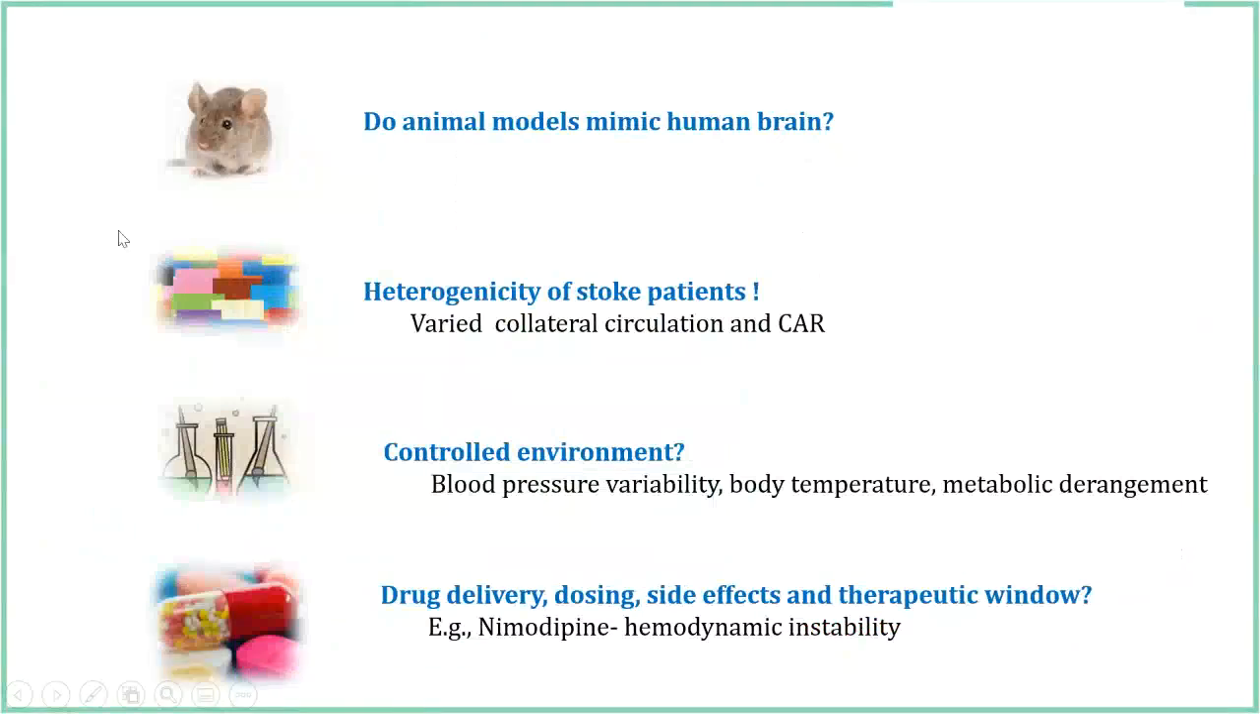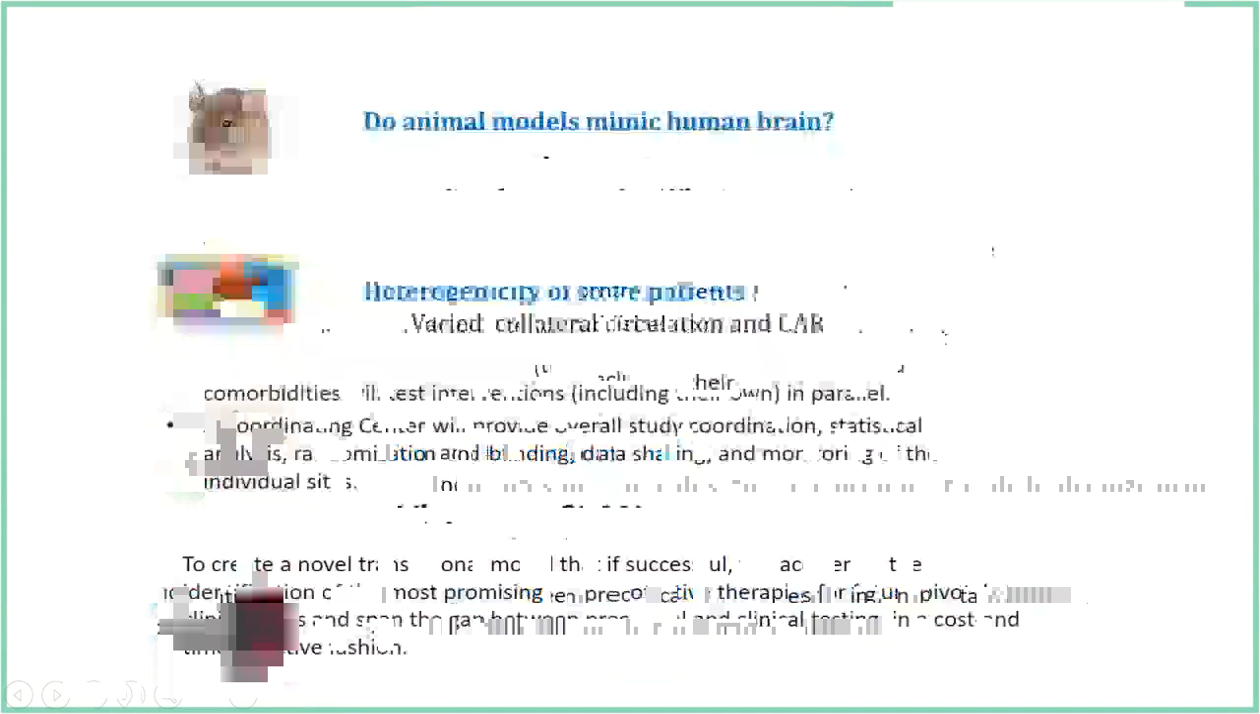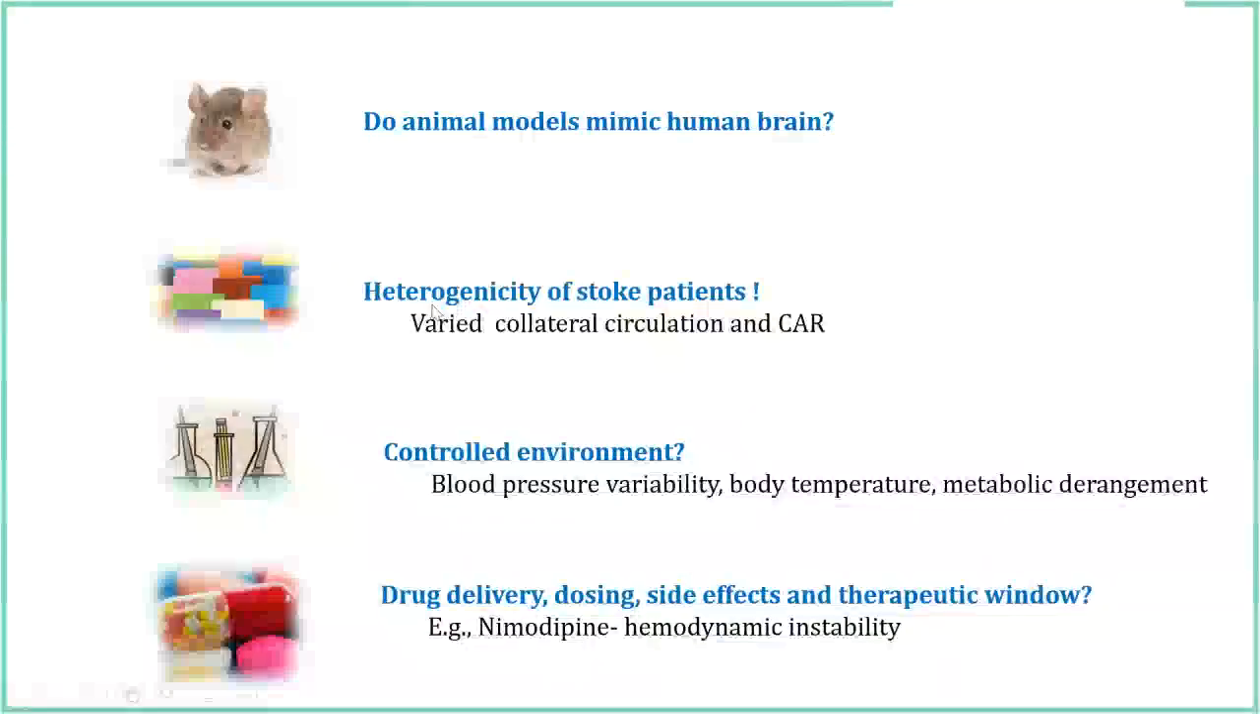Are there flaws in the animal models? Do the mice actually mimic the human brain? Is it because of the heterogeneity of the stroke patients, varied collateral status, varied cerebral autoregulation compared to the mice models? Is it that all these neuroprotectant trials have been done in the controlled environment in the labs where there is no blood pressure variability, no fluctuation in the body temperature, or no metabolic derangement?